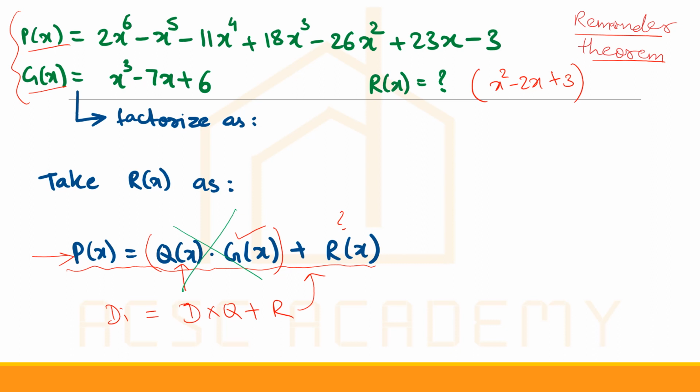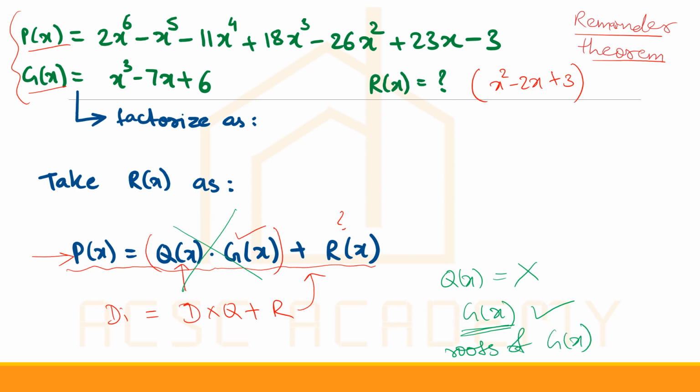And how do we do that? By substituting those values of x which will make it 0. We do not know what q of x is. That is unknown to us, but we do know g of x. So we will substitute those values of x which will make g of x as 0, which means we will be using the roots of g of x.